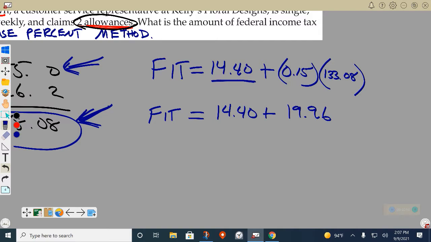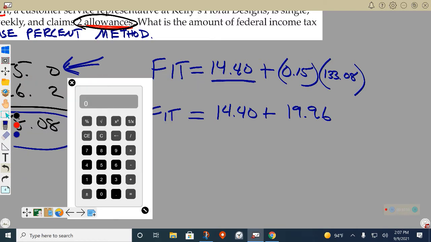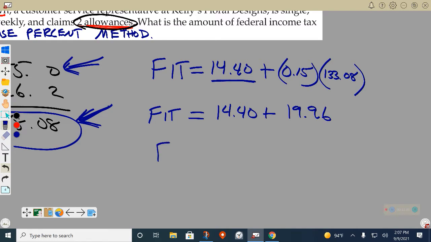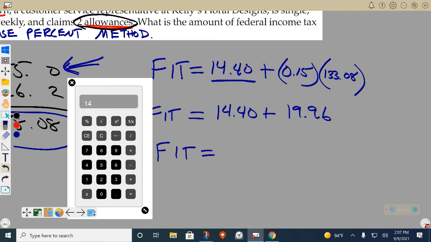So what's the government going to keep from Maggie on her check? Let's add those up. 14.40 plus 19.96. 34.36 they're going to keep. Uncle Sam's keeping 14.40 plus 19.96, which is 34.36.